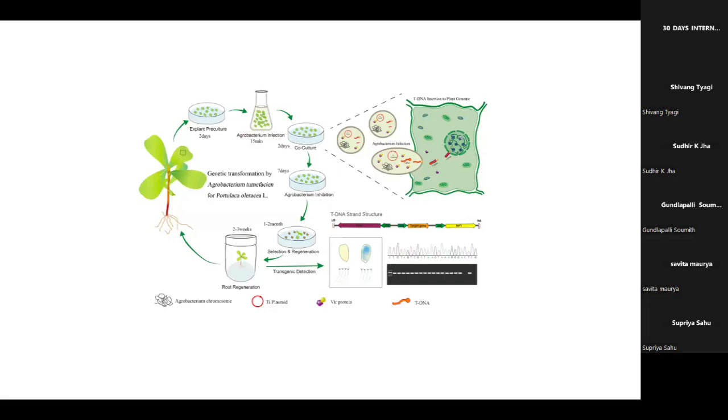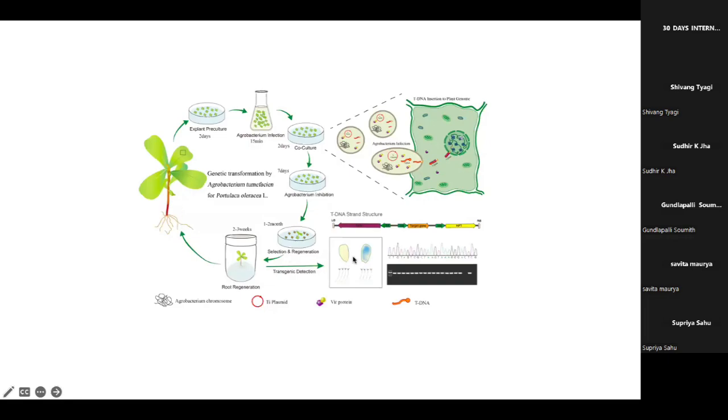Like after the co-culture has been done for 2 to 3 days, a chemical we generally use is cefotaxime. So that cefotaxime will kill all the live agrobacterium, because the gene transfer has already taken place. So now the live agrobacterium is no more required. So the agrobacterium is killed by those chemicals. And after that, it will go for selection and regeneration, and again it will form the entire plant.